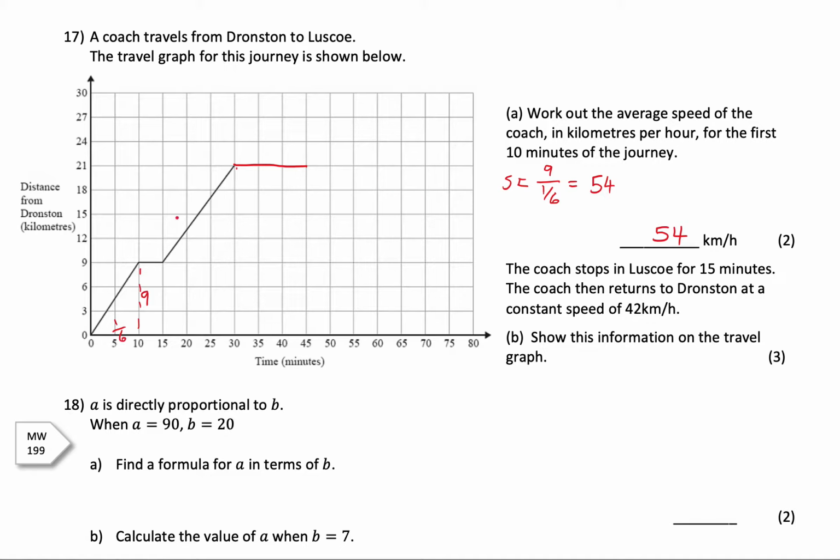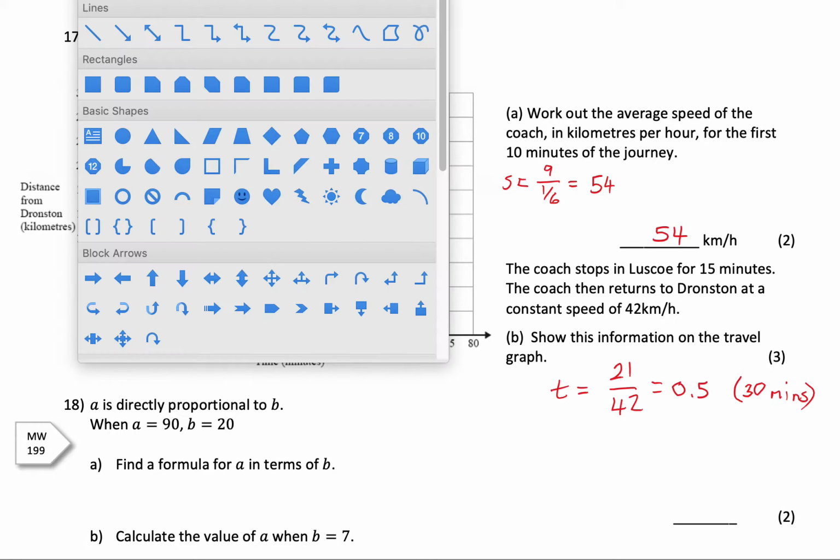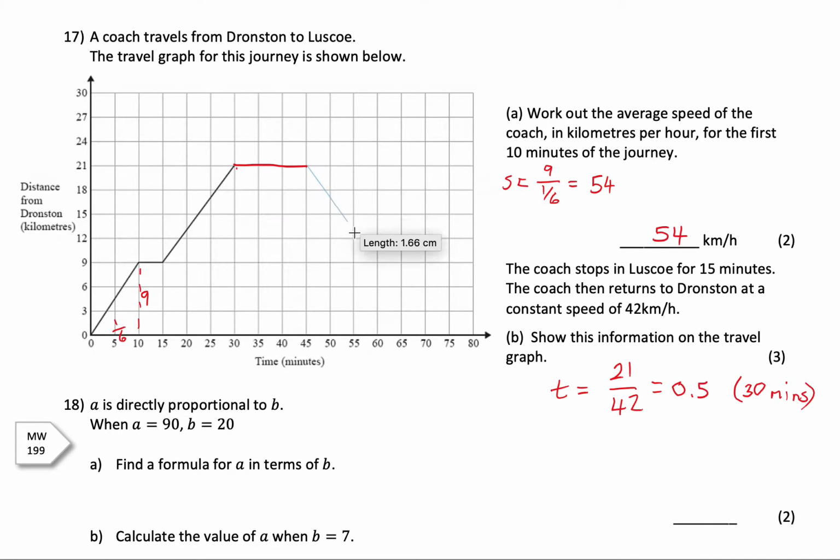We've got to travel 21 kilometres, so we want the time that takes. 21 divided by 42. Hopefully you can see that this number is half of this one, so this would be 0.5, or half an hour. So that's 30 minutes. So from 45, another 30 minutes would take us up to 75 minutes in total. There we go. Okay.